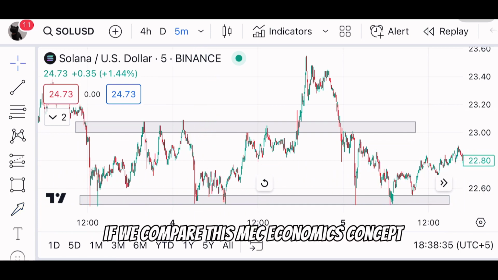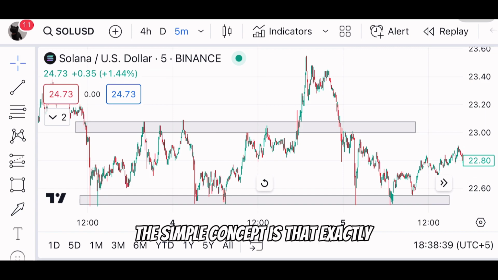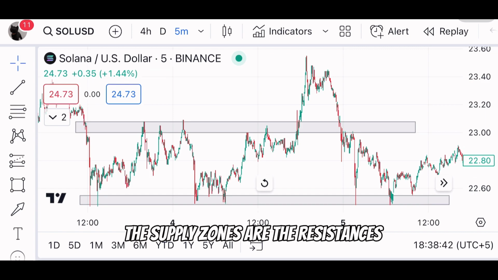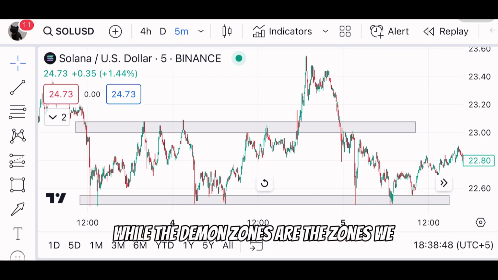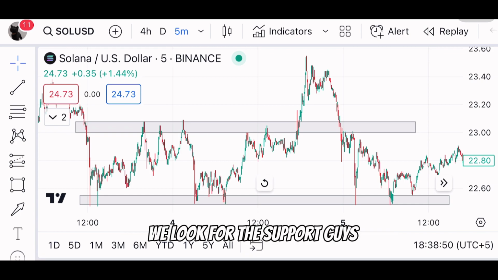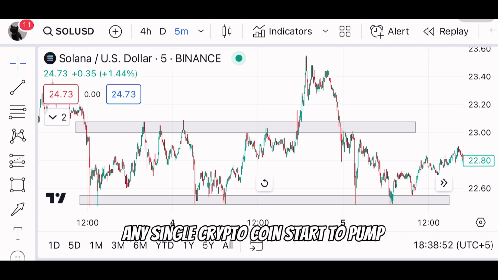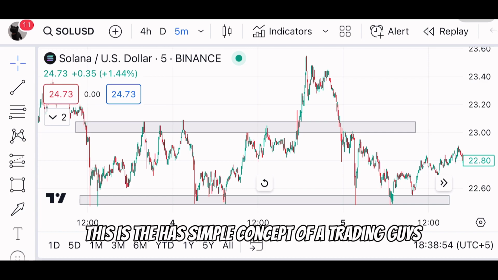If we compare this macroeconomics concept with trading, the simple concept is that supply zones are the resistances where the price starts to go down from there, while demand zones are the zones where we look for support, from where the price of any crypto coin starts to pump. This is the simple concept of trading.